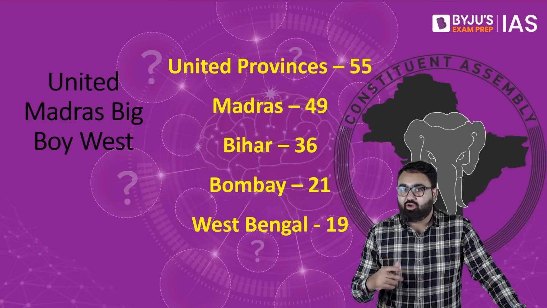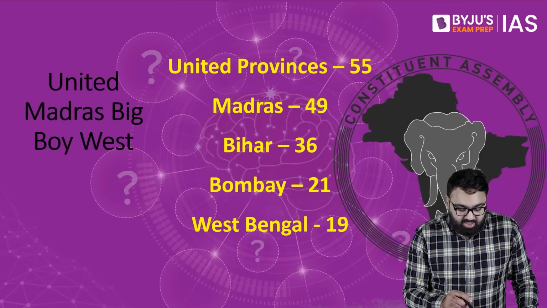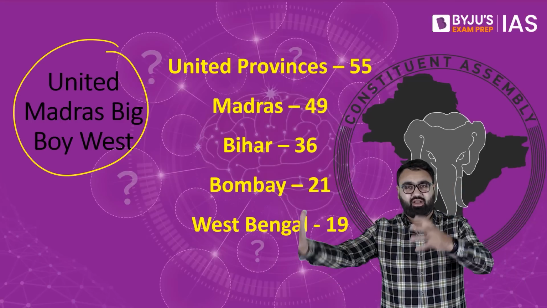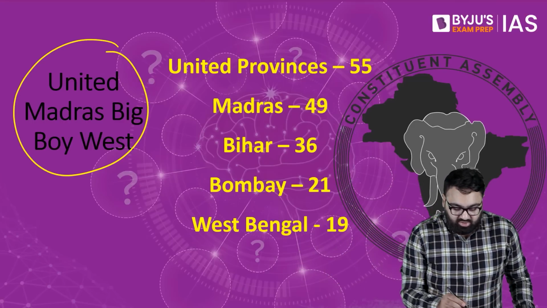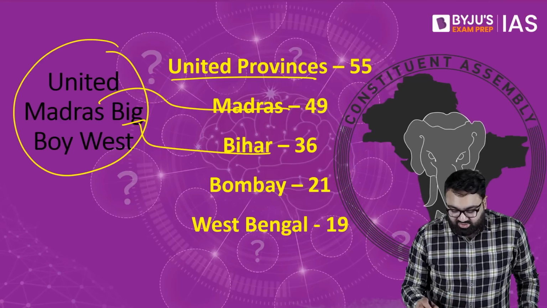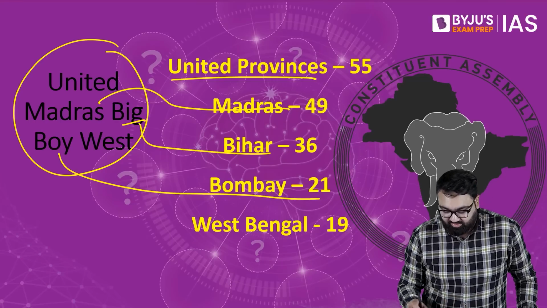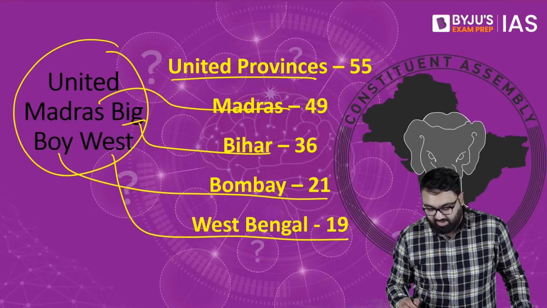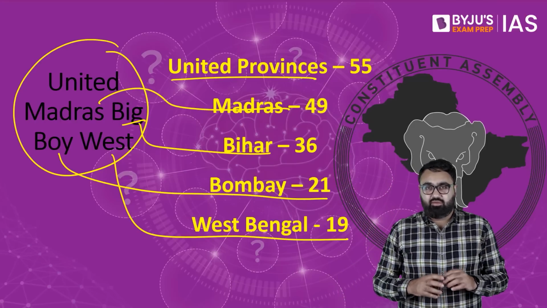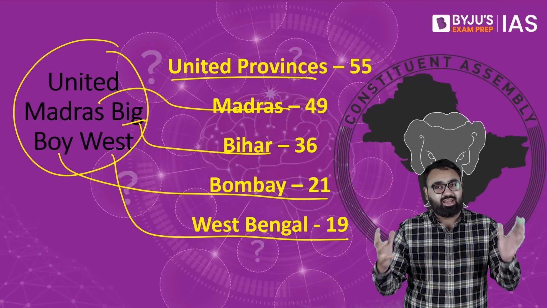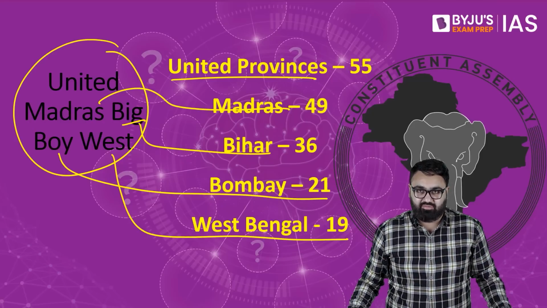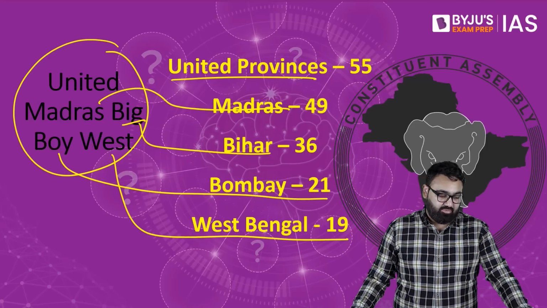Now, an interesting way to remember this can be United Madras Big Boy West, or United Madras was a big boy who went to the Western nations. United Provinces, Madras, BIG, big is actually Bihar, BO is actually for Bombay, and West is for West Bengal. Anyhow, you have to remember this information. If you remember it using this mnemonic, great. If you have to find out some other way to remember this, that is also perfectly fine. But do try and remember this information.